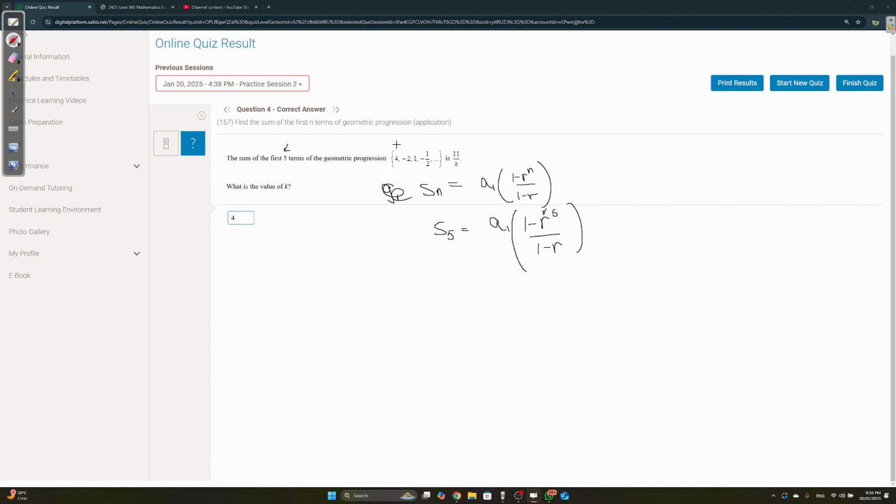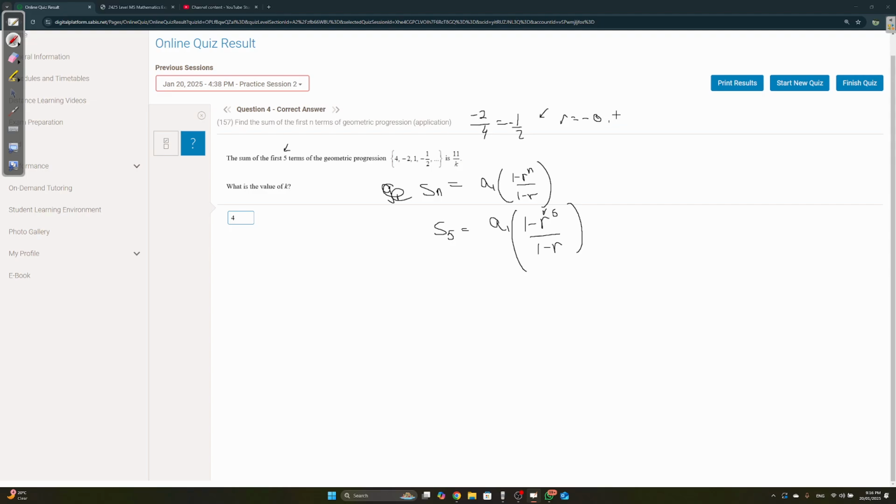How do you find r? Since we have the first and second terms, we have 2 consecutive terms. R can easily be found when you have 2 consecutive terms in a geometric progression. You can just divide them by each other. So negative 2 over 4 is equal to negative half. And you can check this, by the way. Every term is being multiplied by negative half. 4 times negative half is negative 2. Negative 2 times negative half is 1. 1 times negative half is negative half, and so on and so forth. So the ratio r is negative half.